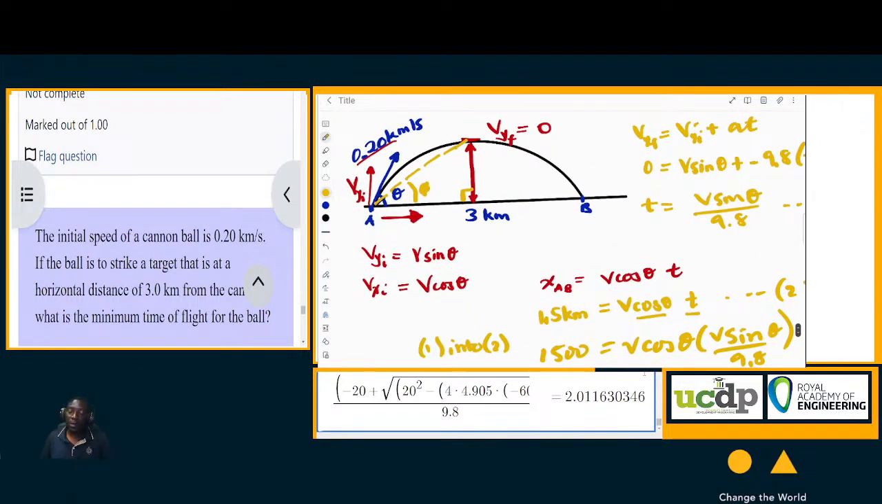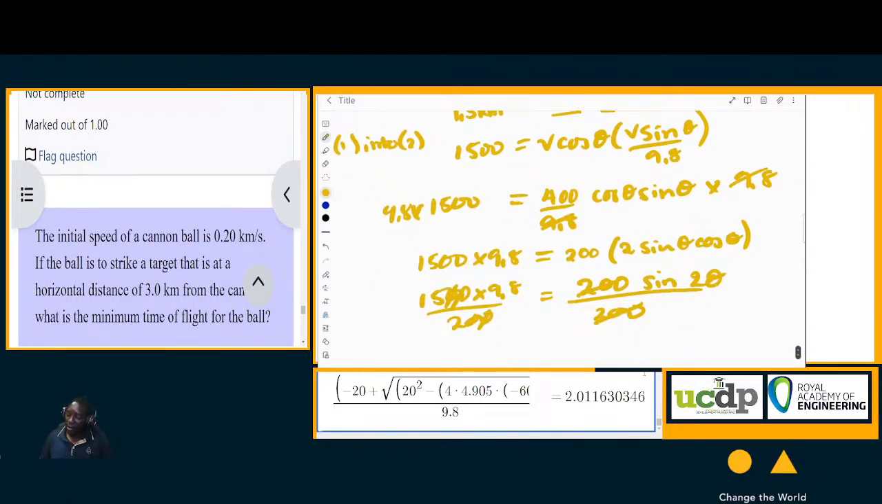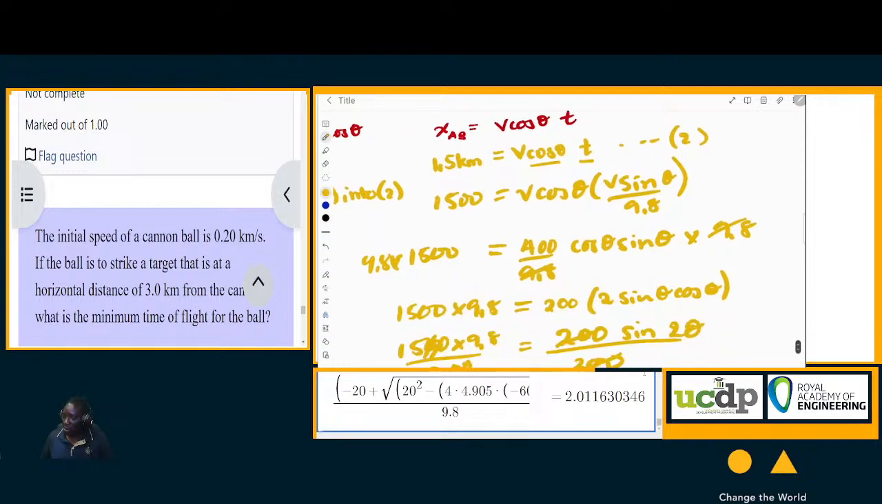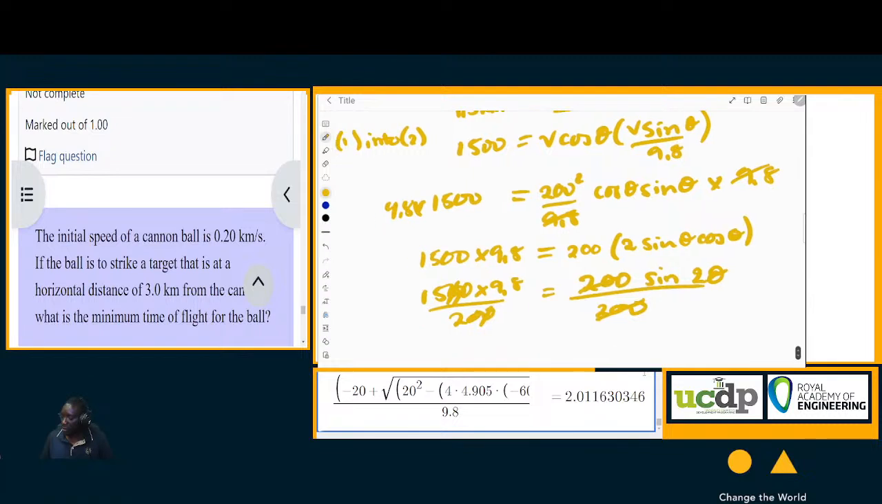Oh, sorry, guys, I just got excited here. So this is 0.2 kilometers, which makes it 200 meters per second, yes. Take note of this V, 200 meters per second. So this is 200 squared, not 400. And that 200 squared is 40,000 instead of 400. Yeah, that's why it was becoming funny.